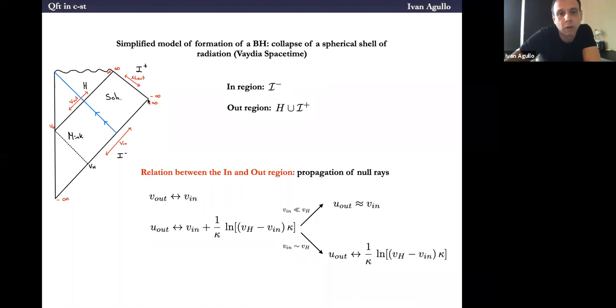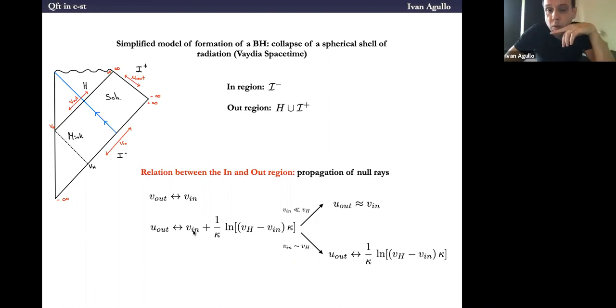If we go to the second part, the part that goes inside the black hole, then the relation is way simpler. V in goes to V in. There is nothing. So V in goes to V out. So that is the relation between departing point and arrival point. Of course, Hawking radiation appears because this second one is interesting, it is non-trivial.